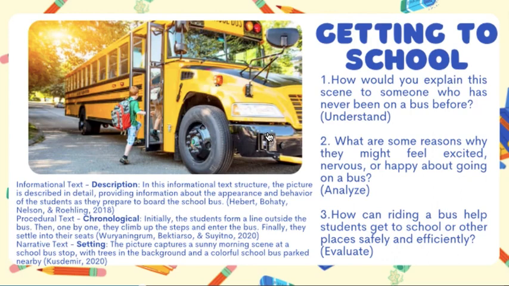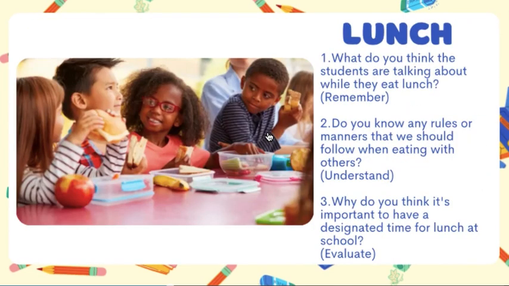For procedural text, I chose Chronological. Initially, the students form a line outside the bus, then one by one they climb up the steps and enter the bus. Finally, they settle into their seats. In narrative text, I chose Setting. The picture captures a sunny morning scene at a school bus stop, with trees in the background and a colorful school bus parked nearby. The next picture is of students eating lunch.